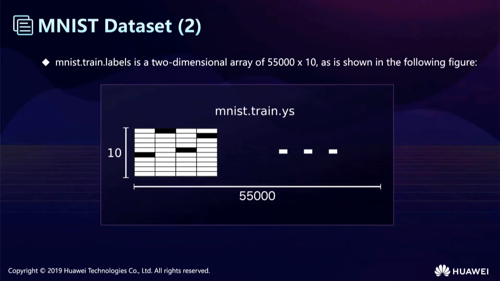Now let's see the labels of the dataset. It's a 55,000 by 10 matrix. Like just before, as we introduced the dataset, the first dimension represents the index of the label, and the second dimension represents the numbers. And here I introduce a new concept, one-hot encoding.